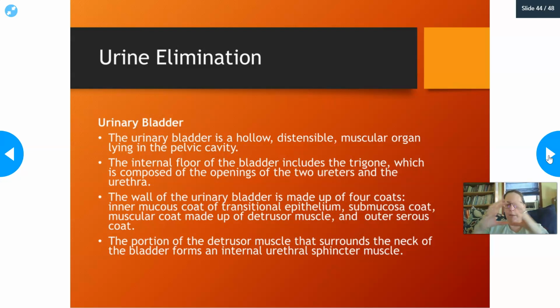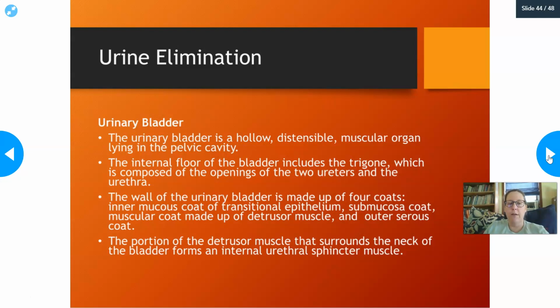Distendable meaning it can get bigger, it can be distended like a balloon, right? The internal floor of the bladder has the trigon, which is composed of the openings of the 2 ureters and the urethra. So it's like a trigon, a triangular area, where at each of the corners you have one of those openings. The wall of the urinary bladder is made up of 4 coats.